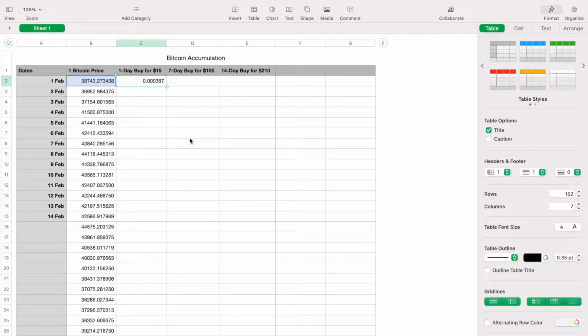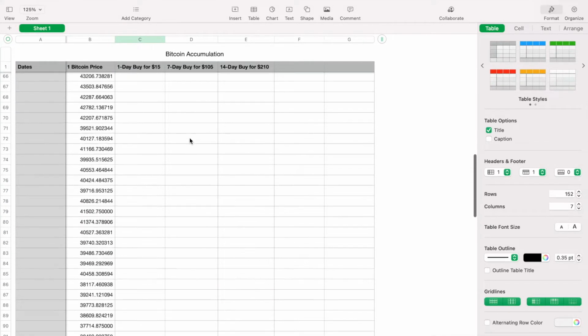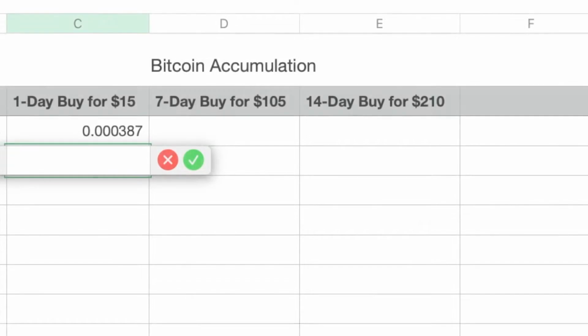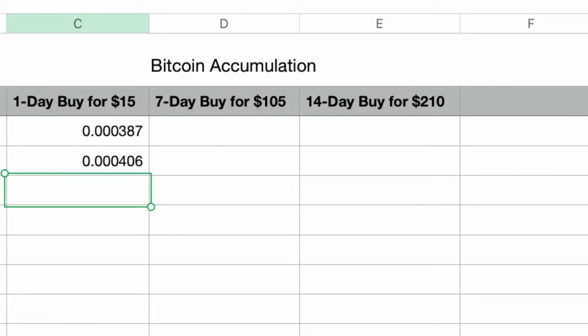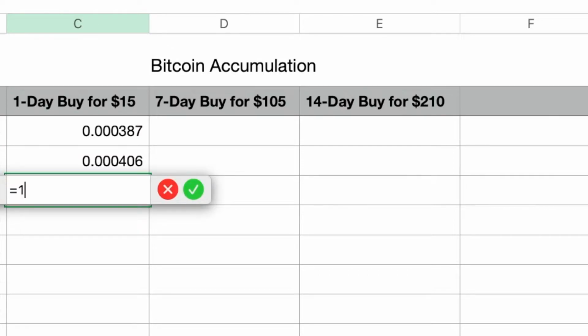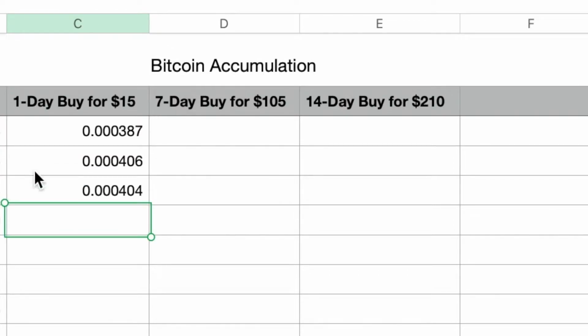You reduce your risk when buying a very volatile asset, such as Bitcoin, by spreading your purchases over time, and thus capturing all of the evolutions in the price, be it high or low. Column C of my file is showing how much Bitcoin I could be buying if I spent $15 every day.